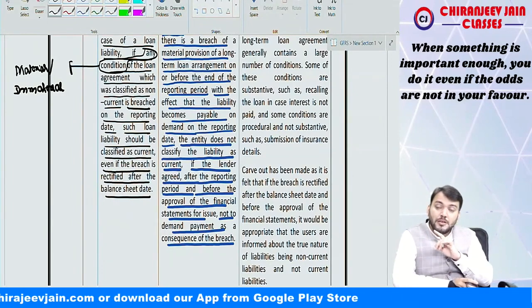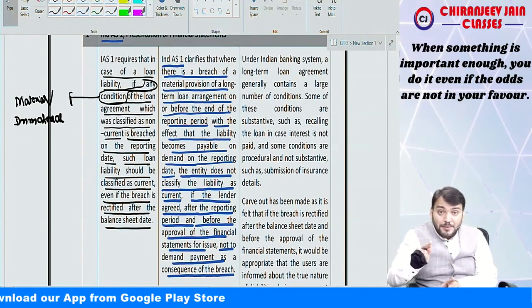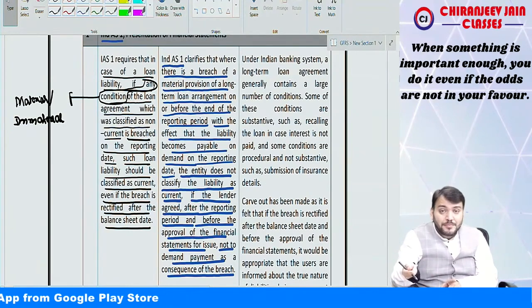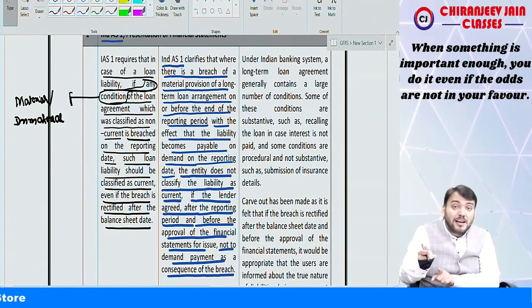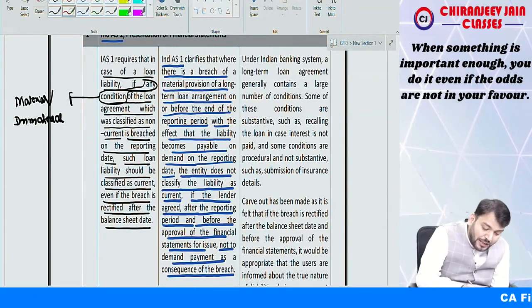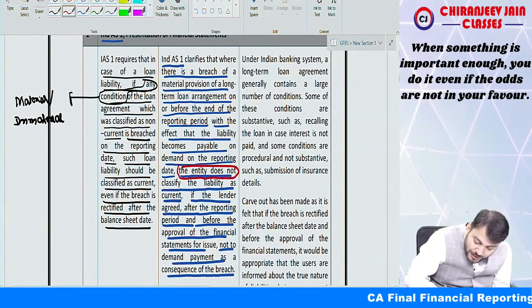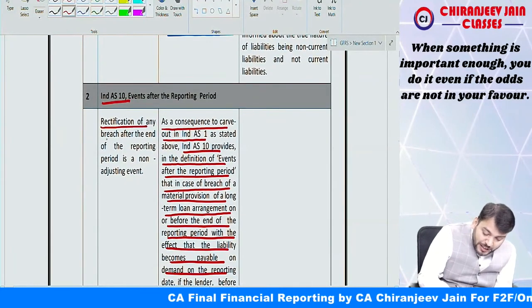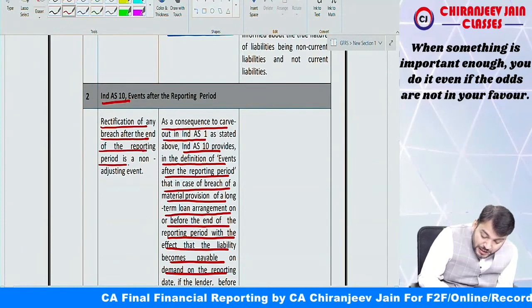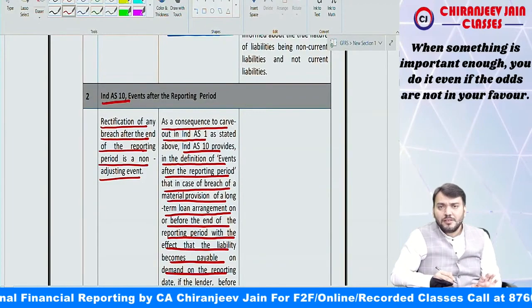Correct. But as per Ind AS 1, if it is rectified after the balance sheet date but before approval of the financial statement, then it will not be a current liability. It will be a non-current liability. What they said, the entity does not classify it as current. Yes sir, understood. What is given under Ind AS 10? Rectification of any breach after the end of the reporting period is a non-adjusting event. Correct.